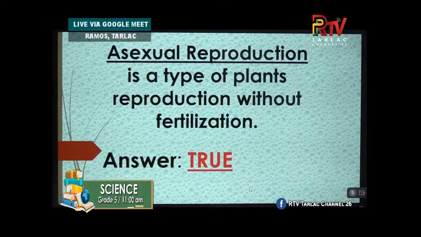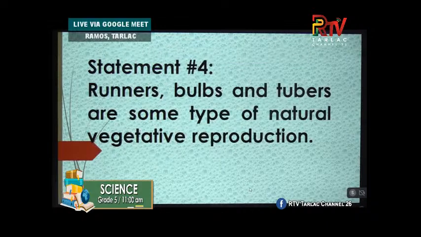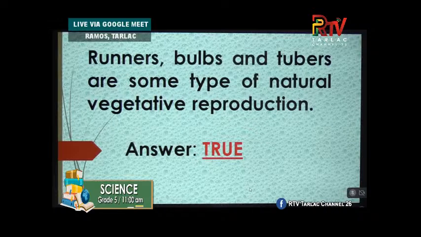Next, number 4. Runners, bulbs, and tubers are some type of natural vegetative reproduction. Again, runners, bulbs, and tubers are some type of natural vegetative reproduction. What is the answer? True or false? Great! The answer is true. Very good, kids. Because this type of reproduction grows and develops naturally without human action.